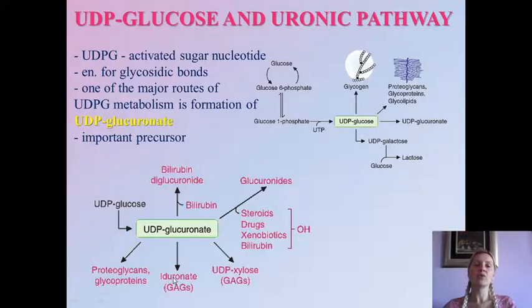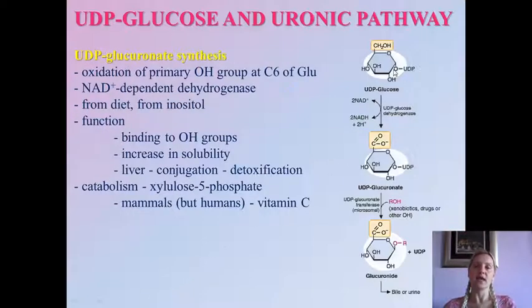So how is UDP-glucuronate synthesized? Actually, the main chemical change occurs at the primary OH group at the 6th carbon atom of glucose, which is oxidized to carboxylic group. This oxidation is catalyzed by UDP-glucose dehydrogenase, which requires NAD coenzyme as an acceptor of reducing equivalents. Certain small amounts of glucuronate can be obtained from diet or by chemical modification of inositol.